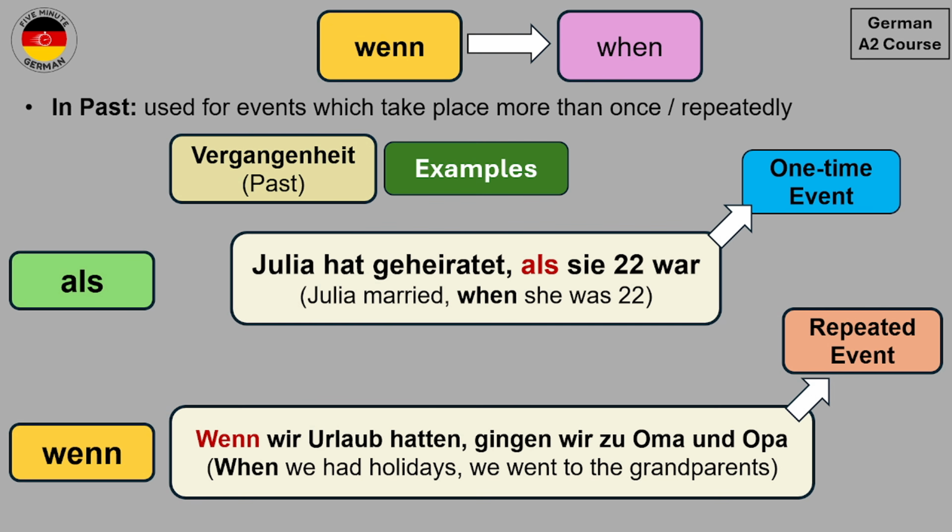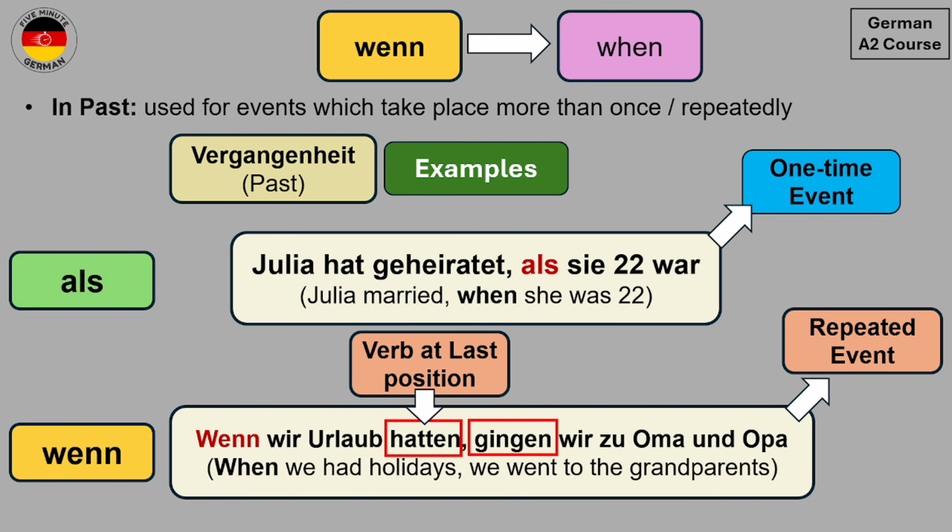And you see, with when, the verb also goes to the last position in Präteritum because we are talking about the past. And the other verb, which is gingen, is the Präteritum form for the verb gehen, which means to go. Now I know that it can be difficult sometimes to identify just from the sentence whether it is a repeated event or a one-time event.